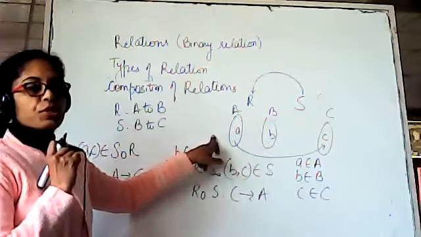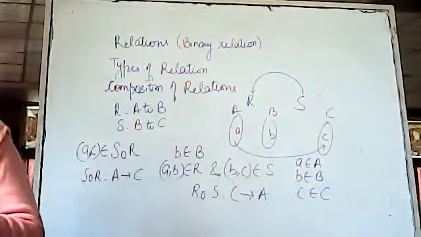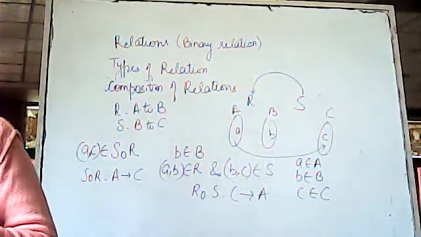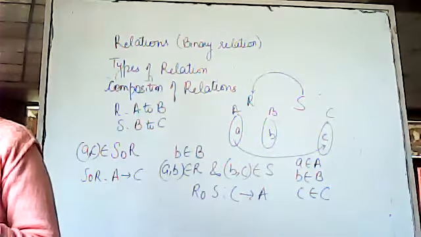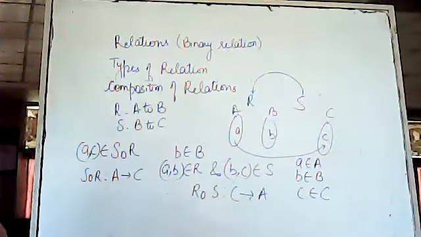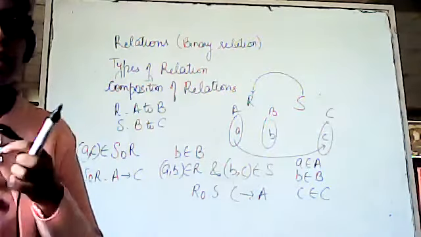This is called composition of relations. ठीक है? This is all about the types of relation, or we can say properties of relation. It can also be like properties of relation, explain all the properties of relation.